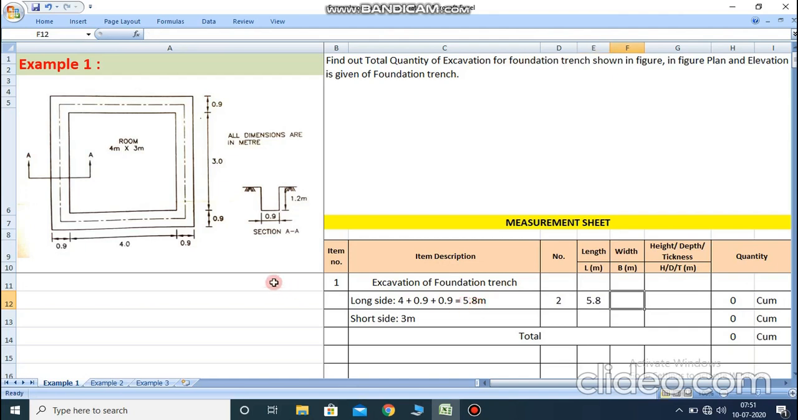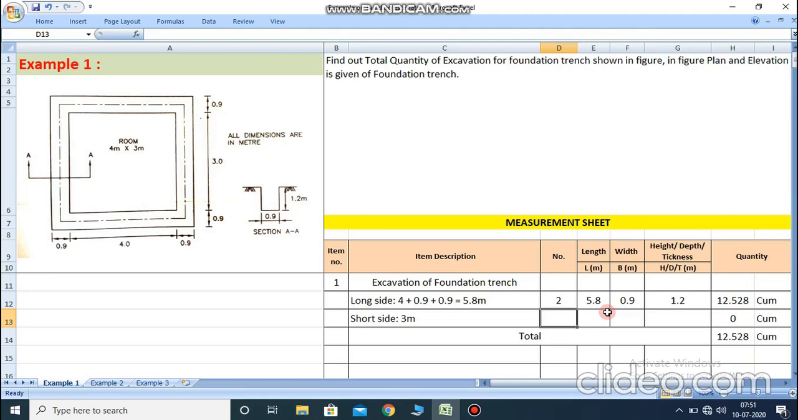Now width we exactly see from the section part, and also in the plan part. So 0.9 meter is the width, and for height or depth or thickness, for the excavation we count it as depth. In the section part depth is given as 1.2 meter, right here 1.2 meter. Now from the long wall side, the total excavation for a foundation is 12.528 cubic meter, or meter cube. Why do we calculate the length, width and depth? Because excavation is always counted in meter cube.